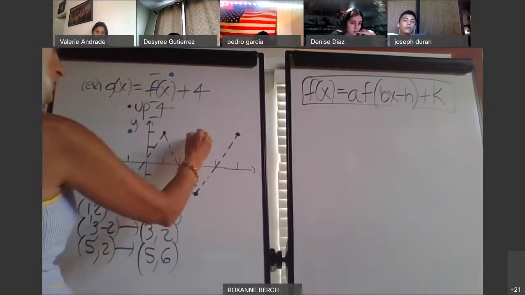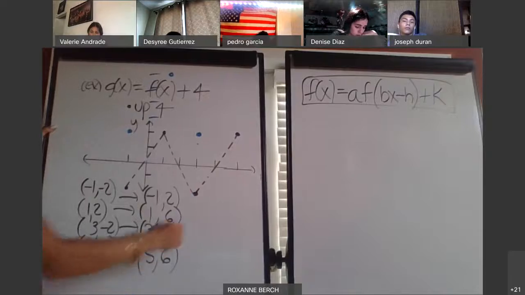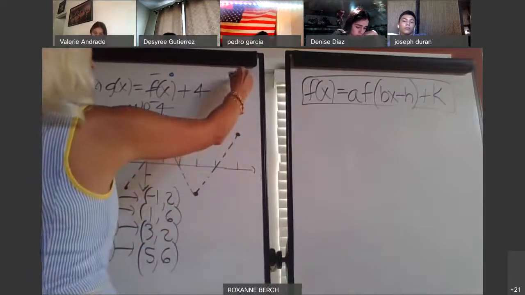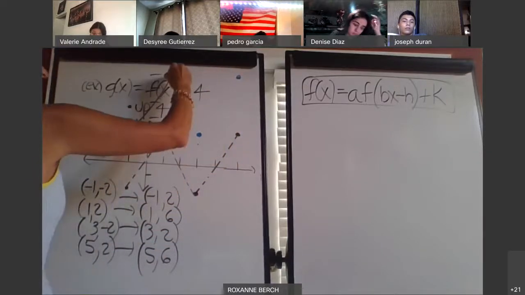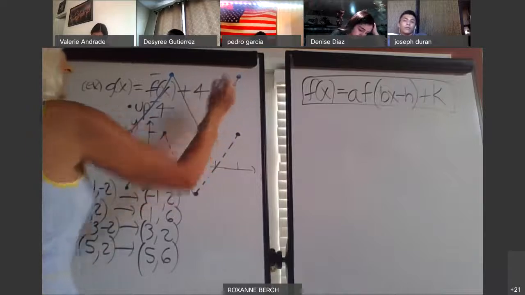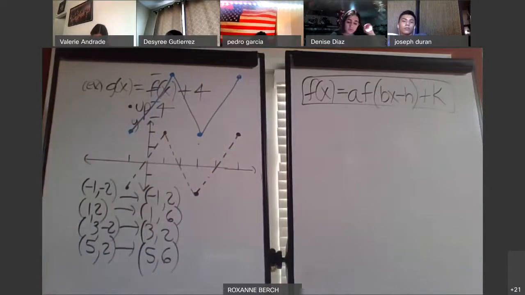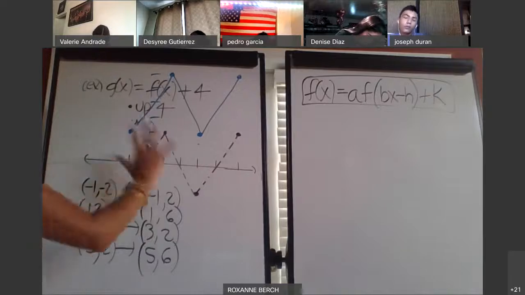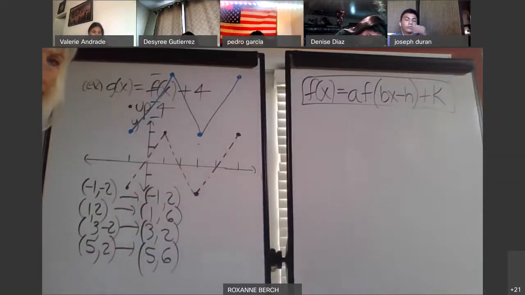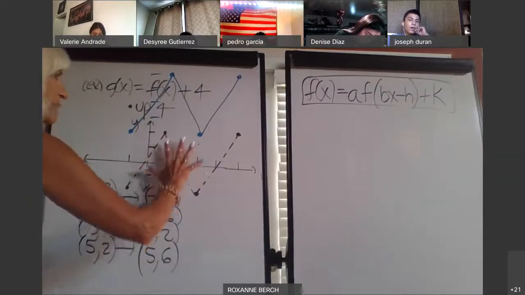Right 3 up 2. Right 5 up 6, and do our graph. So that looks like it was up 4, right? See, it's like I took my hand. You did this in geometry. It's like I took my hand and moved it up.